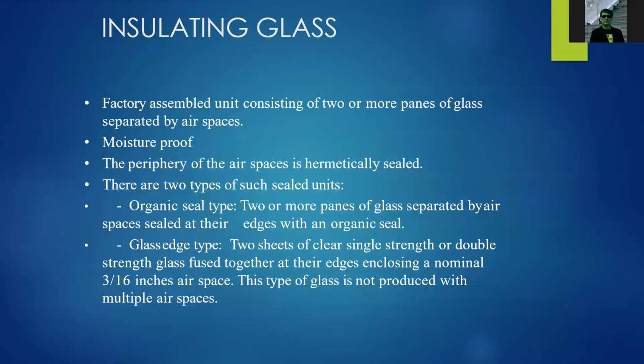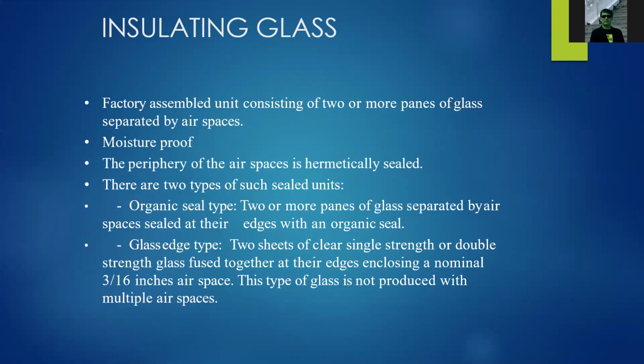So insulating glass, a factory assembled unit consisting of 2 or more panels of glass separated by air space. So moisture proof, the periphery of the airspace is hermetically sealed. There are two types of such sealed units. We have the organic seal type and the glass edge type.